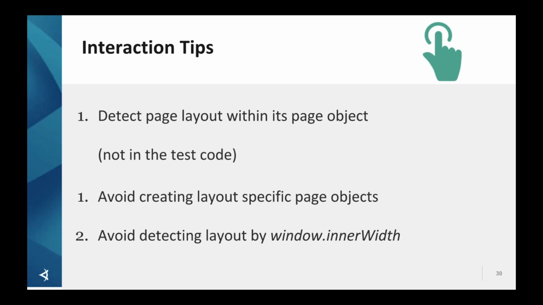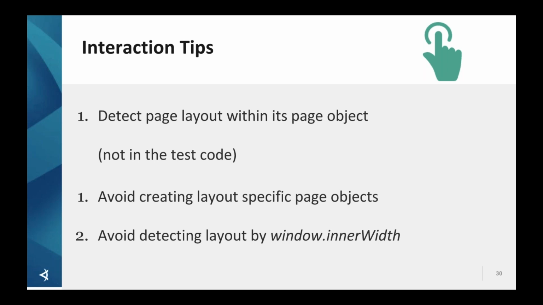One is around detecting the page layout within a page object. The best place to code a lot of these rules around the layout is in the page object itself. That way, if the rules update, you won't have to touch or update your test. This will also help with building browser and layout independent automation. So it's important to build your interaction with that in mind.